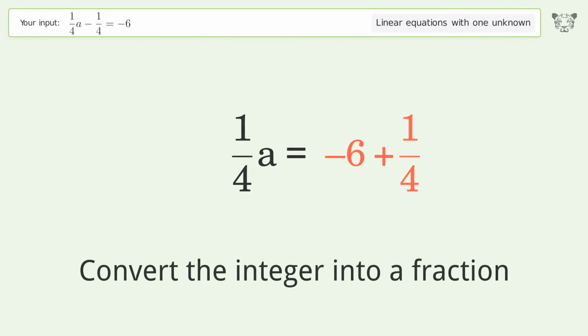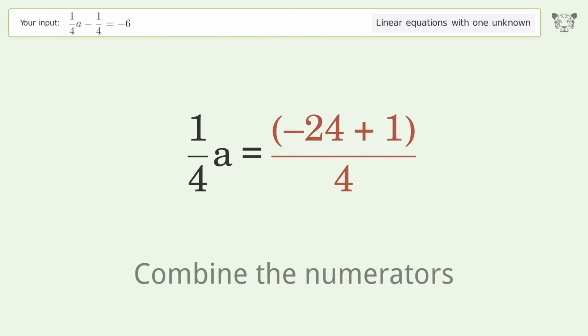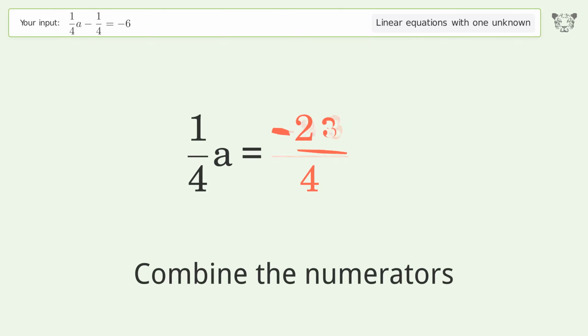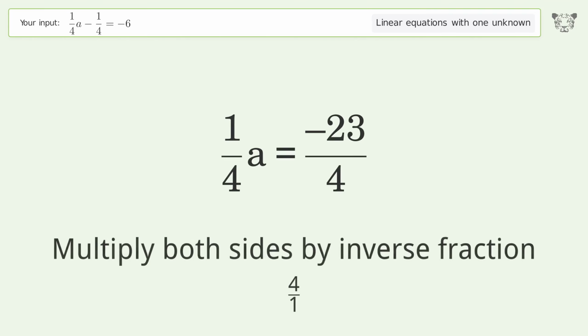Convert the integer into a fraction. Combine the fractions. Combine the numerators. Isolate the a. Multiply both sides by inverse fraction 4/1.